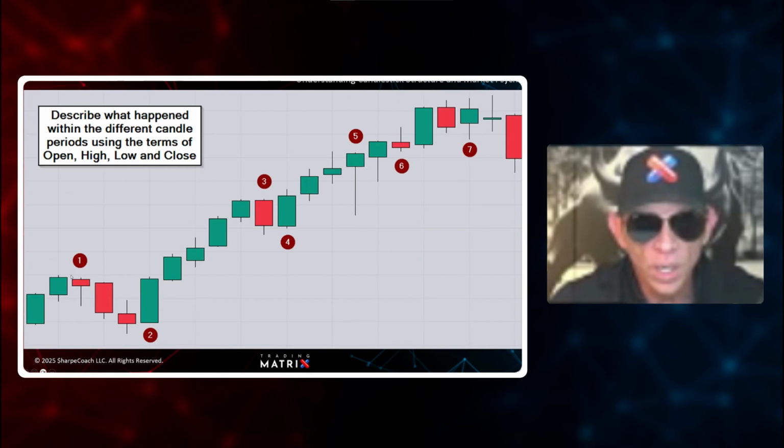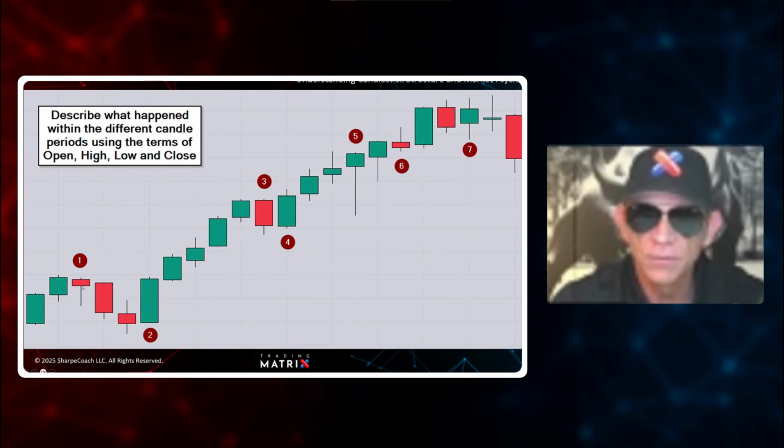Well, we see in one, the open and the close are pretty close to each other, and there's a big wick below. This tells us that the market opened, it tried to break, and buyers showed up and took it all the way back up. So there was demand by this tail. And the open and close were close to each other.